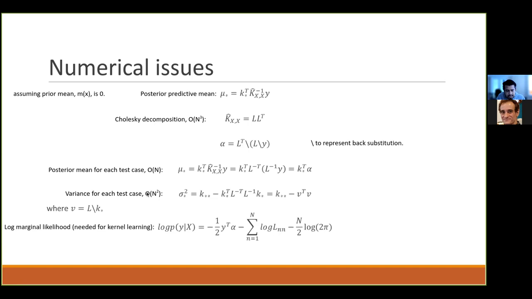This can be inferred as checking every possible combination of the data points with themselves, so that's why it's n squared. And the log marginal likelihood needed for kernel learning would be this equation. The largest time cost here is in the decomposition, which is n cubed.